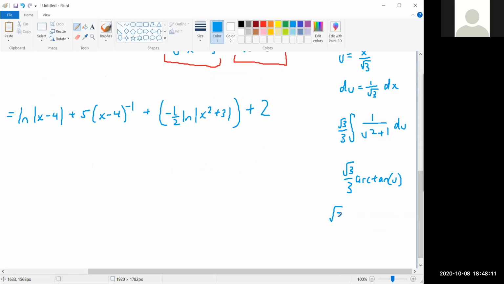Which is square root of 3 over 3 tan of x over square root of 3. Okay, so that's our last integral. I'll just put it here. And then this is plus C.